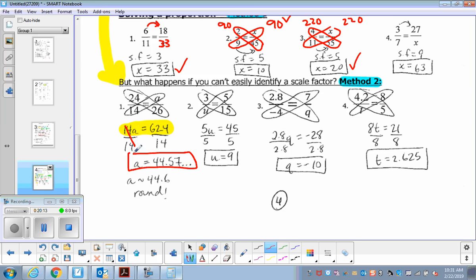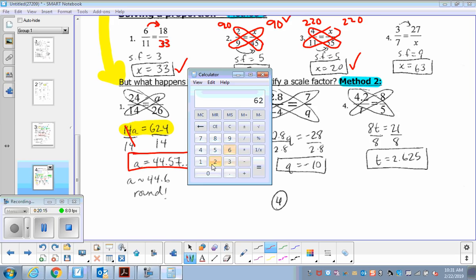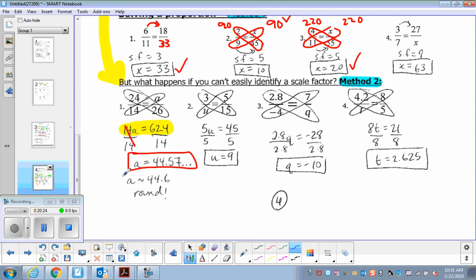Now in the calculator, when you divide 624 by 14, we're going to get a weird funky decimal. And if that ever happens, it's okay to totally just round. So right here, we're going to get a 44.6 when we round.